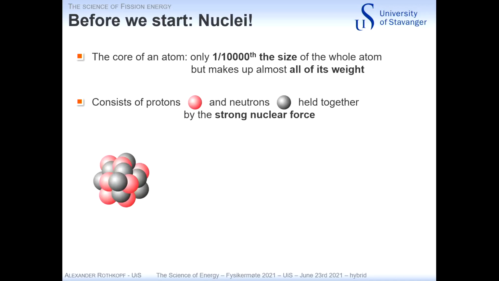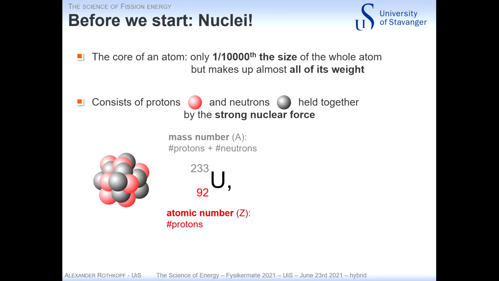But before we start to talk about fission, let me talk about an ingredient to fission that we have to talk about before, and that's nuclei. Nuclei are the cores of atoms, and even though they're only 1/10,000th of the size of an atom, they make up almost all of its mass, and that is because they are made up of positively charged protons, red spheres here, and the electrically neutral neutrons, which are held together by the strong nuclear force.